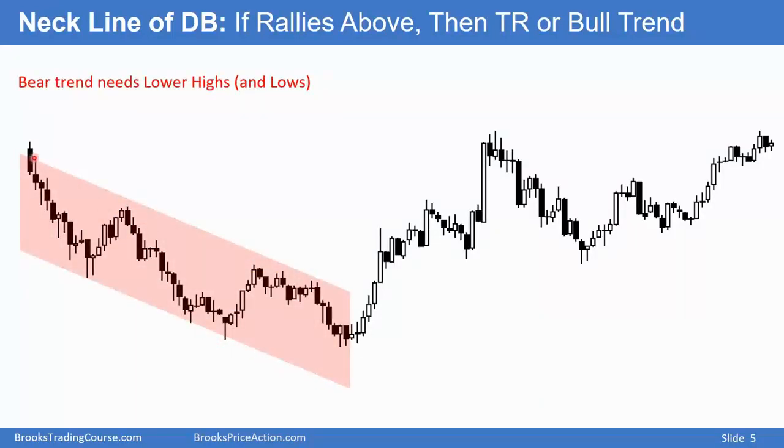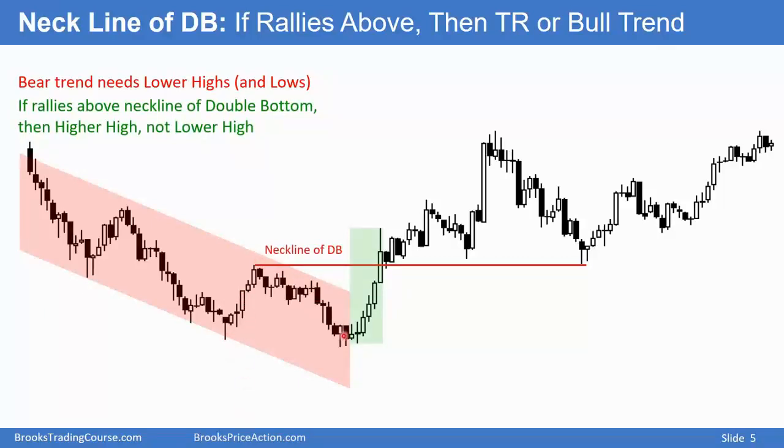A bear trend needs lower lows. More importantly, it needs lower highs, lower major highs. A major high is a high that has a strong sell-off, preferably to a new low. As long as the market's forming major lower highs, it's in a bear trend. If it goes above a major lower high here, maybe here, the bear trend probably has ended and the market has either evolved into a trading range or reversed into a bull trend.